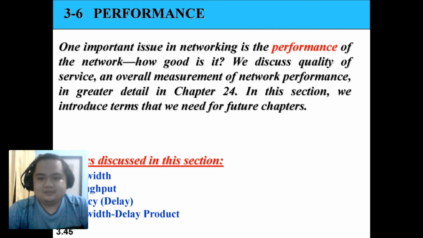Section 3.6, performance. One important issue in networking is the performance of the network. How good is it? We discuss quality of service and our measurement of network performance in greater detail in chapter 24. In this section, we introduce terms that we need for future chapters.